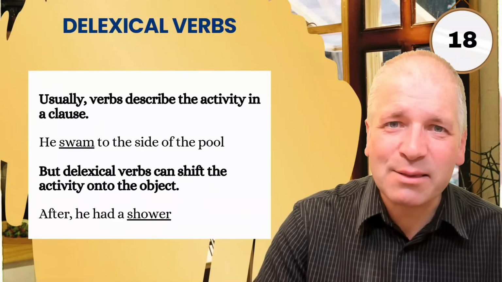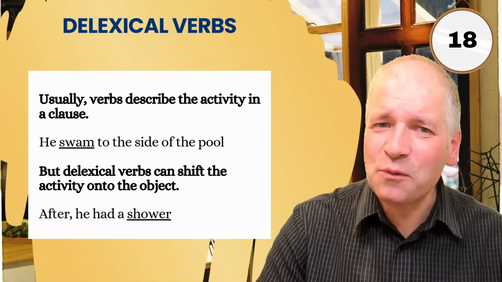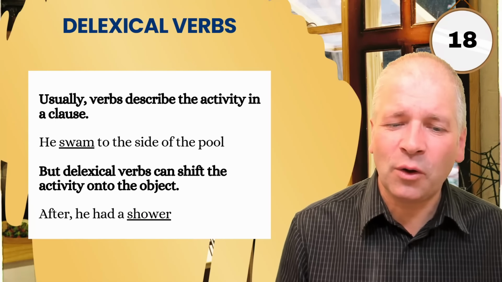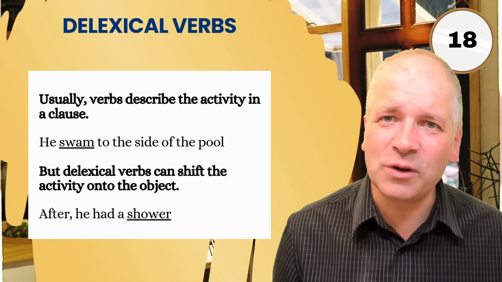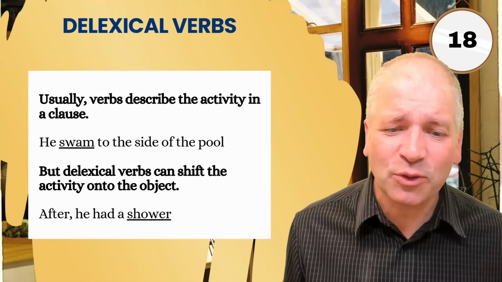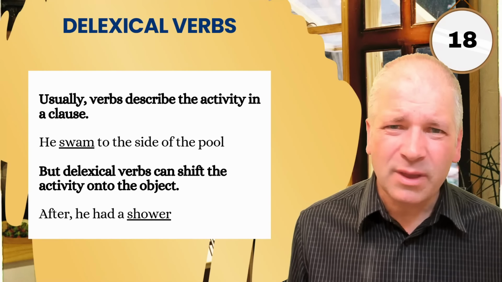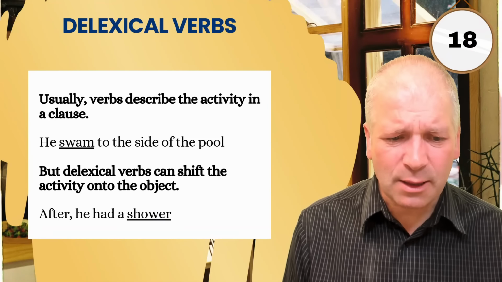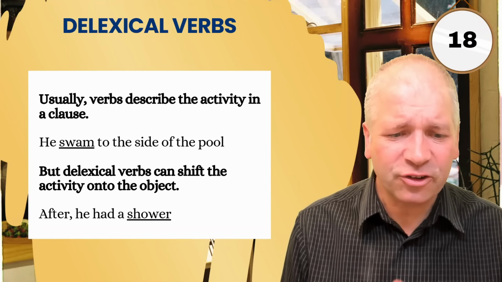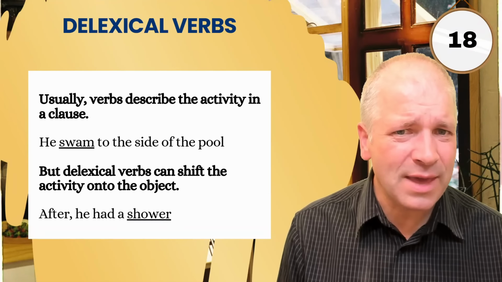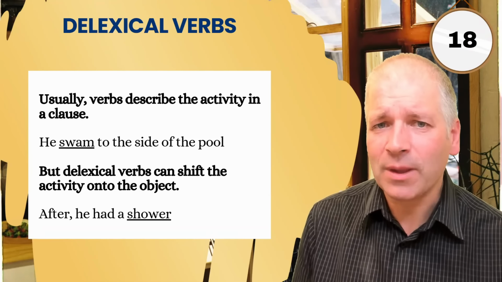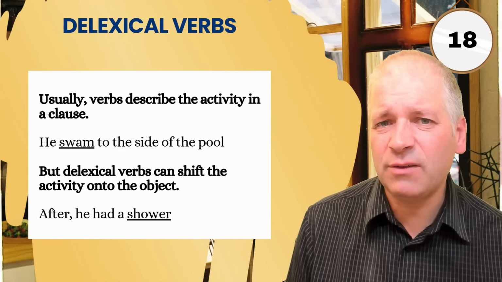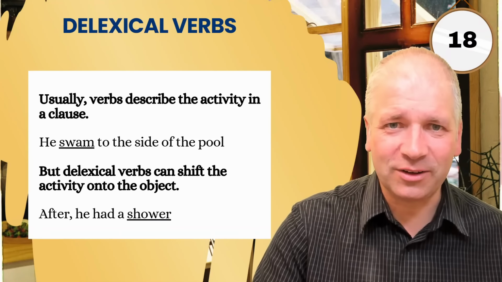What is a delexical verb? A delexical verb is a verb that allows the activity to shift onto the object. Look at the two different examples here. He swam to the side of the pool. This is a normal verb. Swam describes the activity. But in the next one, he had a shower, had is not the activity, it's shower. And so have can be a delexical verb because the activity comes from the object.